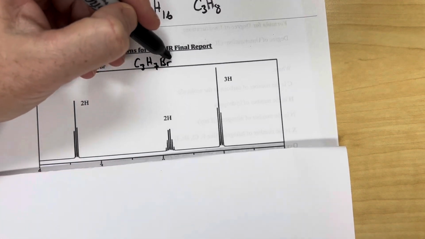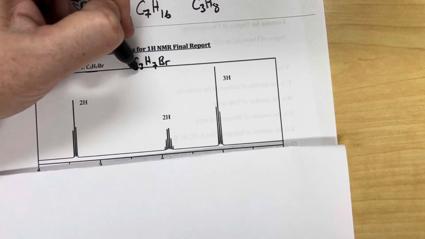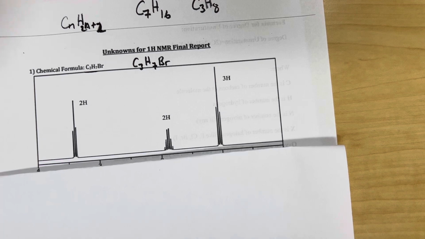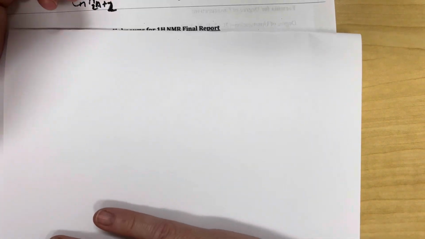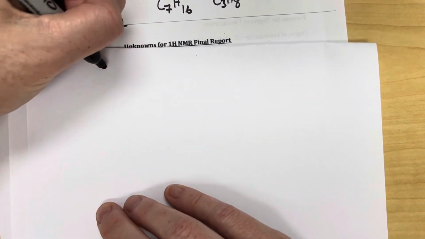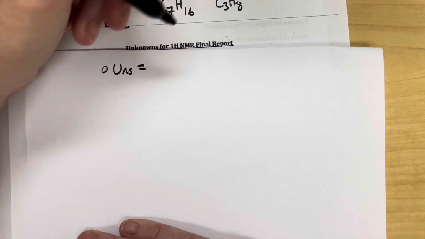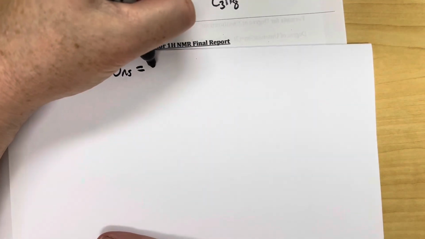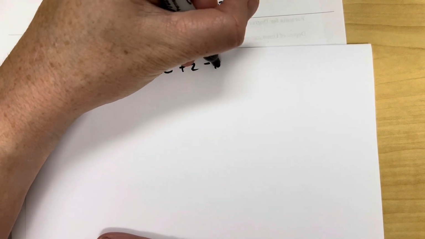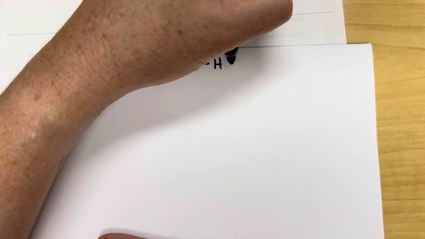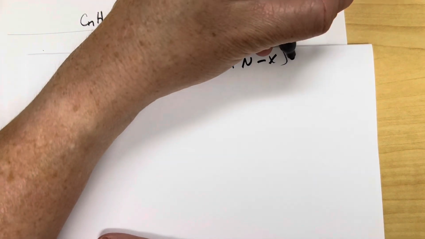Because bromines or halogens count like a hydrogen. So essentially this has 8 things on it and 3 carbons. If you want to go back to the formula itself that we did in class, it is as follows. The degree of unsaturation equals 2 times carbon plus 2 minus the number of hydrogens plus N minus X. You take this whole thing and you divide it by 2.